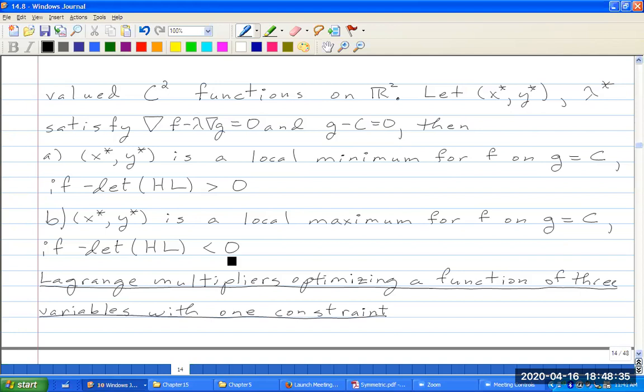Okay. And you can think of this, and this also gives you the way we usually state the second derivative test in a one-dimensional case: if it's greater than 0, it's going up, so it's a minimum, and if the second derivative is less than 0, it's a maximum.